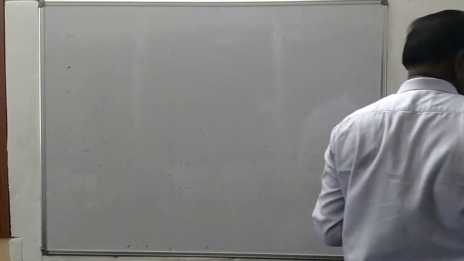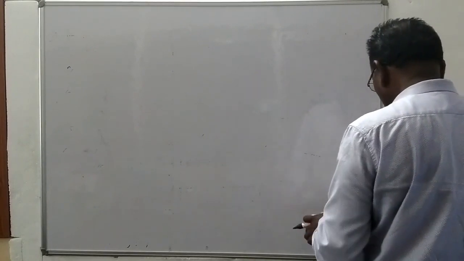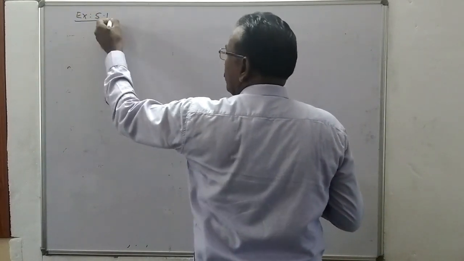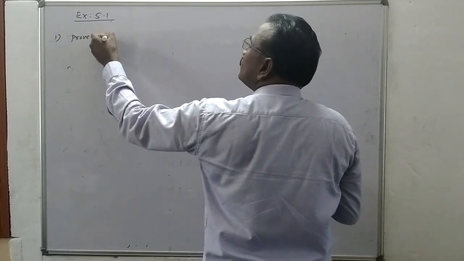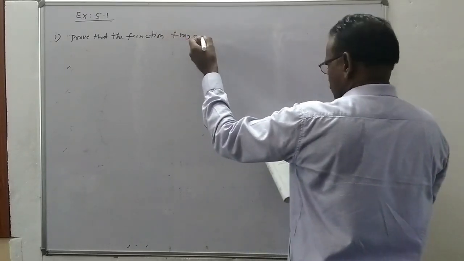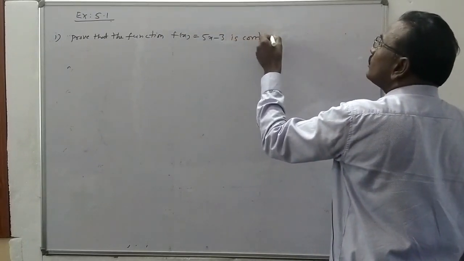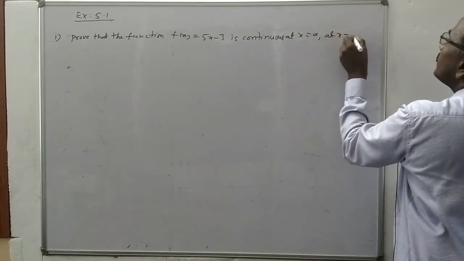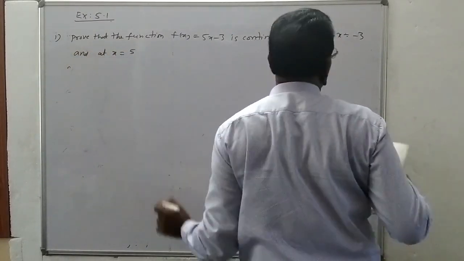exercise 5.1. The first one: prove that the function f of x is equal to 5x minus 3 is continuous at x is equal to 0, at x is equal to minus 3, and at x is equal to 5. So this is the question.